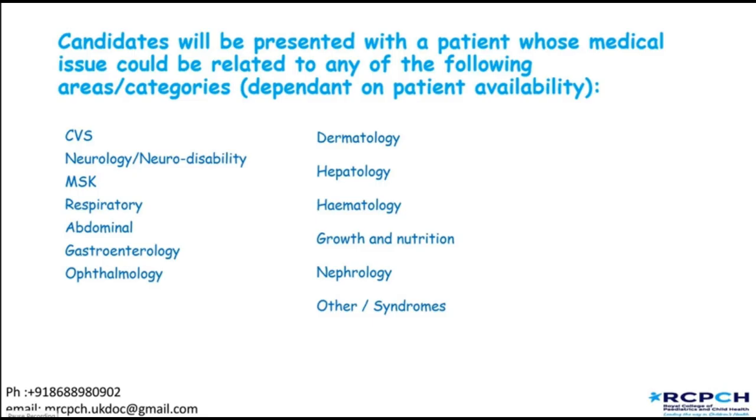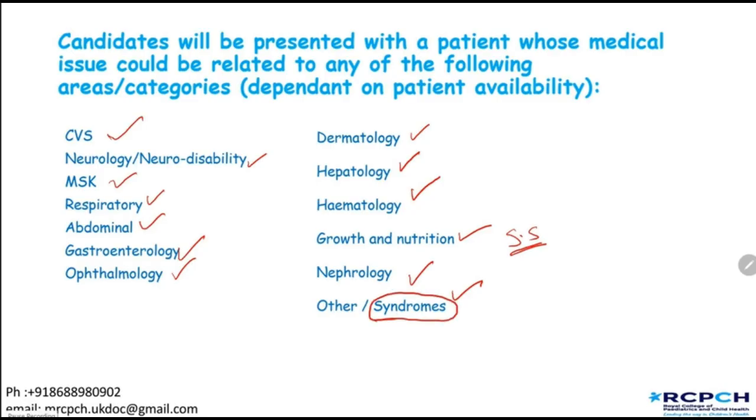So in this clinical station, the candidate will be given either the CVS system or a system related to neurology, musculoskeletal, respiratory, abdominal, gastro, eye examination, dermatology, hepatology, hematology, growth and nutrition, like short stature, which is most commonly asked sometimes, and nephrology and other syndromes like Down syndrome, which is most commonly kept in the exams for this clinical station.